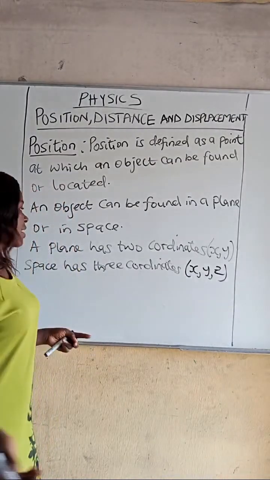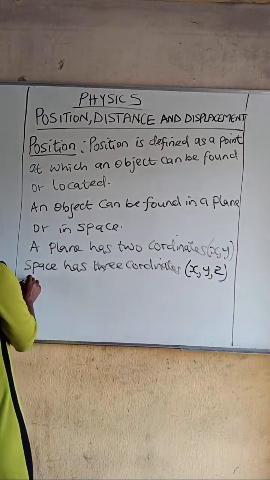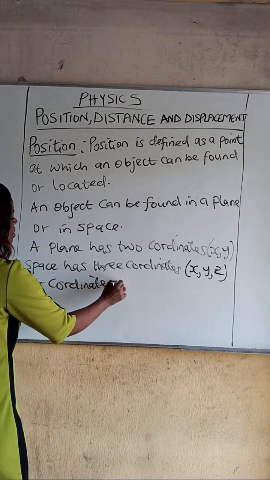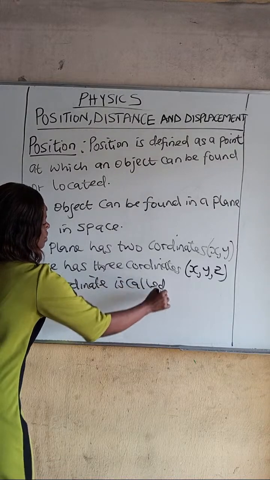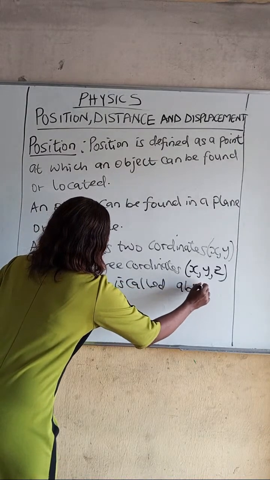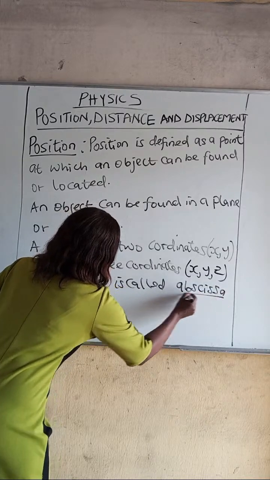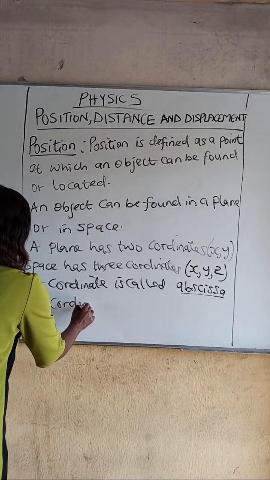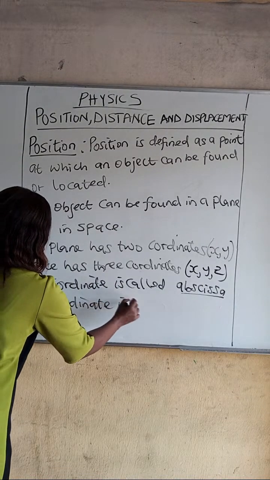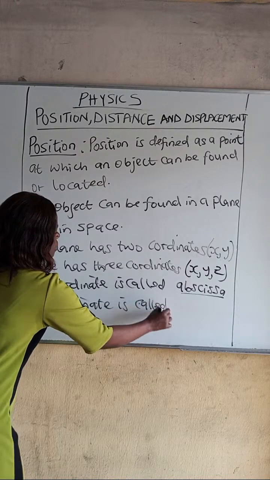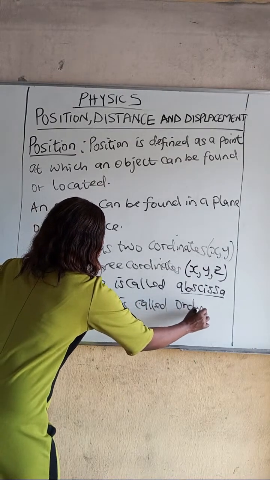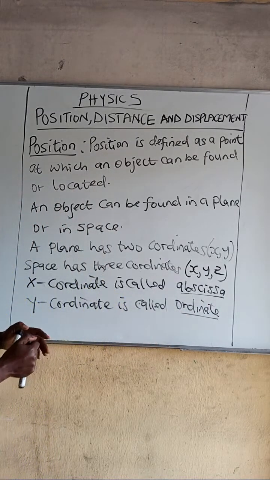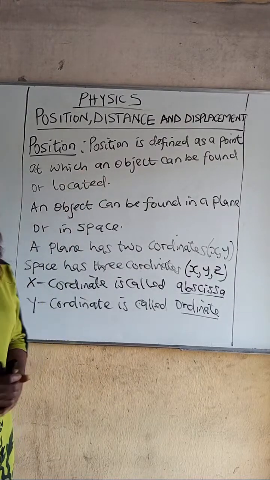Then we should not forget that the x coordinate is called abscissa. Okay? Then the y coordinate is called ordinate. Okay? Okay, so let me summarize what I have.